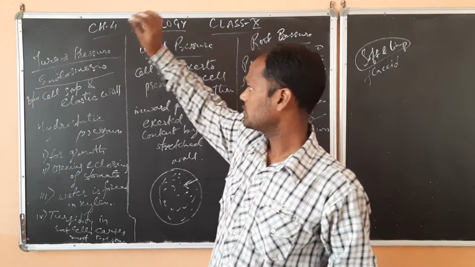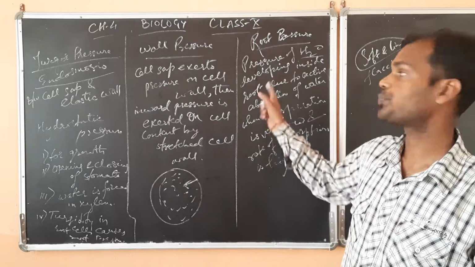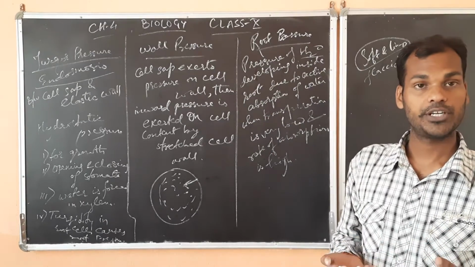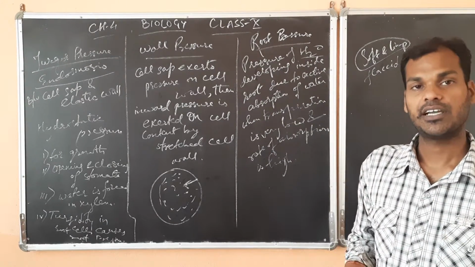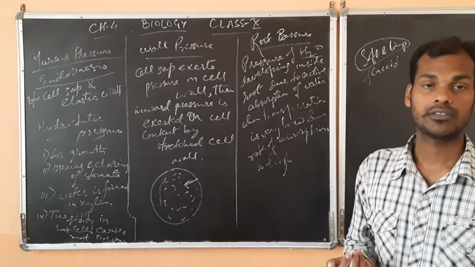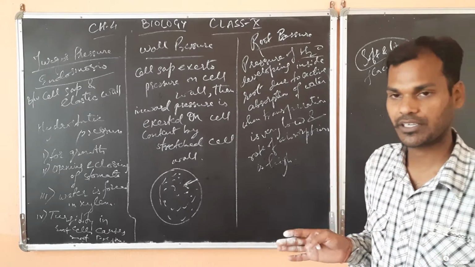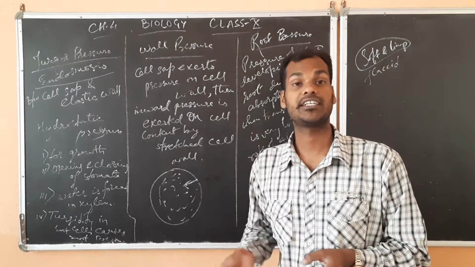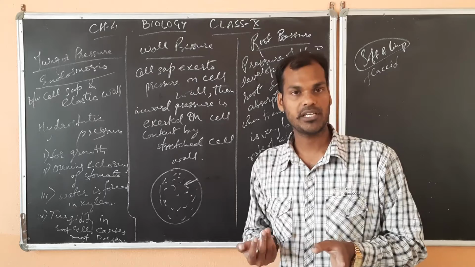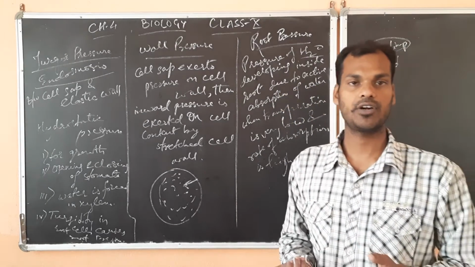So this is about turgor pressure, wall pressure and root pressure. In the next video we will study some experiments, and afterwards some theories related to ascent of sap. Ascent of sap simply means the carrying of water from the roots to the leaves. That is called ascent of sap.